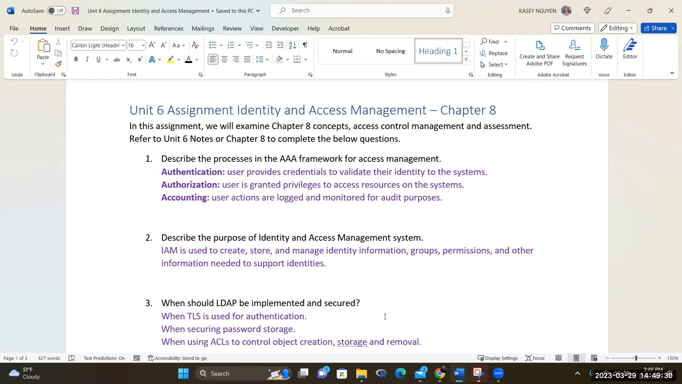Any questions? Okay, make sure we know what AAA is for all the security certifications, especially the CySA. Make sure we know what IAM is, which is identity and access management.